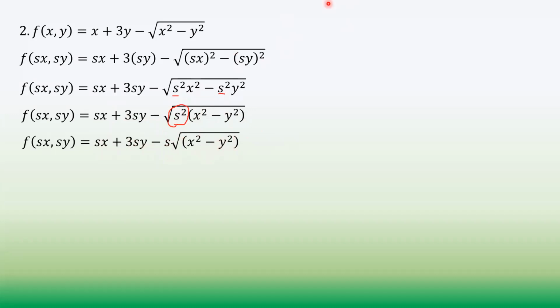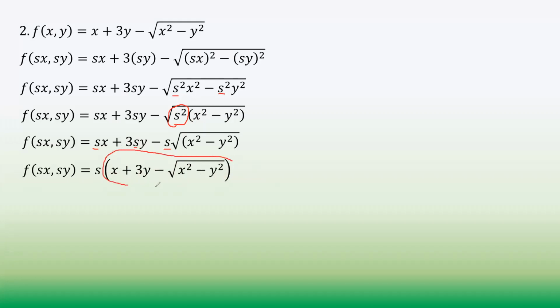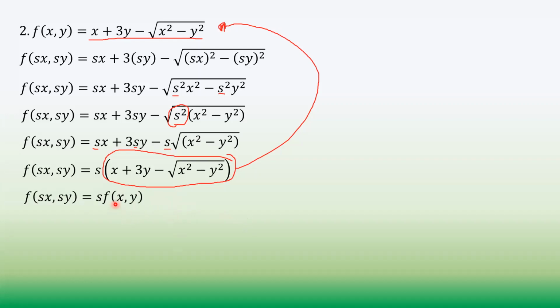Then, pag chinek natin bawat term, common yung s. Kaya pwede mo siya ulit i-factor out. Then we will have s times the quantity x plus 3y minus square root of x squared minus y squared. So again, ito, yung x plus 3y minus square root of x squared minus y squared, yan ulit yung ating original function na f of xy. So multiplied by s. Then, yan nga yung s times function of xy.